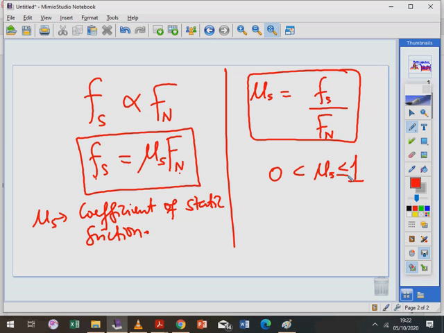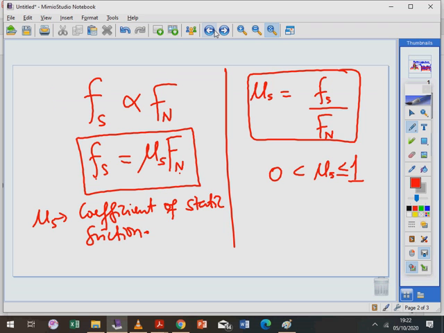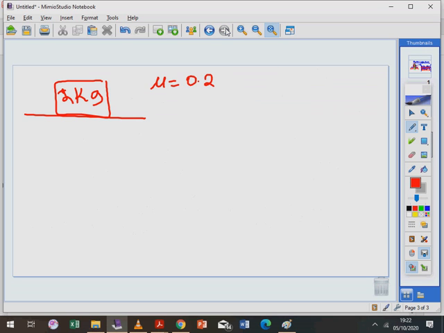Alright, so that is the coefficient of static friction. Think of an example. If you have a 2 kilogram block resting on the surface of a table, and the coefficient of friction is 0.2. By the way, before we go there, what are the units of the coefficient of friction? Let's see. The coefficient of friction is friction force divided by normal force. Friction force is in newtons, normal force is in newtons, so it doesn't have units. It's a dimensionless quantity because it's a ratio of forces. So the coefficient of friction is a unitless quantity.